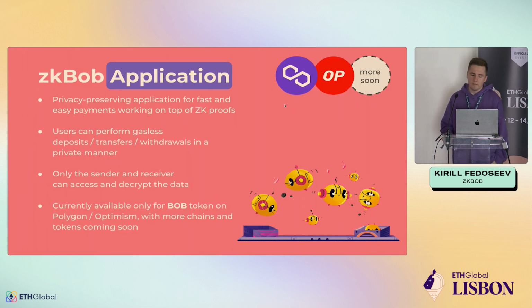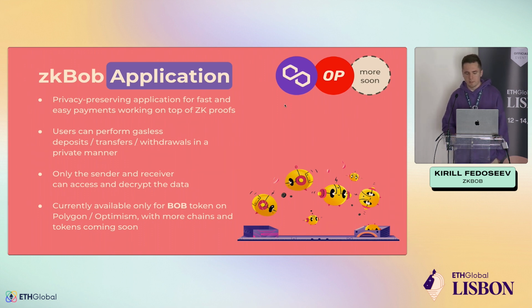The zkBob application preserves privacy for your use cases and allows you to make fast and easy payments in stablecoins using zk proofs, basically. Users can perform different types of actions within the privacy pool. They can make completely gasless, account-abstracted deposits, transfers within the privacy pool, and withdrawals back to their public accounts. All of this happens in a completely private manner. This way, only the actual sender and the receiver of each particular operation is physically able to access and decrypt the data and metadata of each transaction.